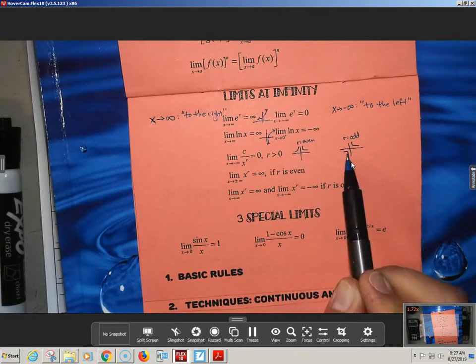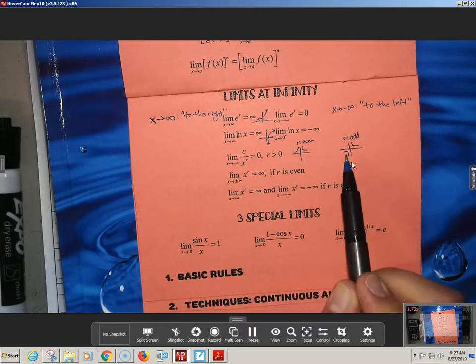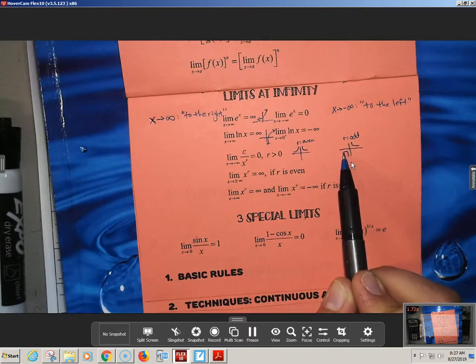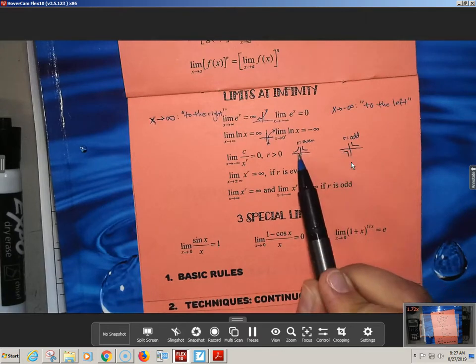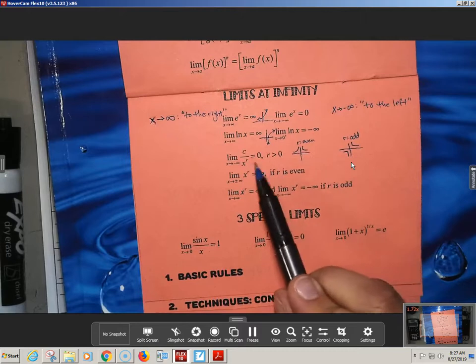As I go to the left for either one, I know one's coming from above and one's coming from below as far as the y values, but aren't they both going to a horizontal asymptote at 0? Right?